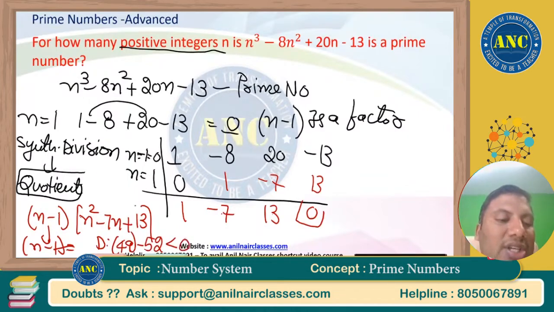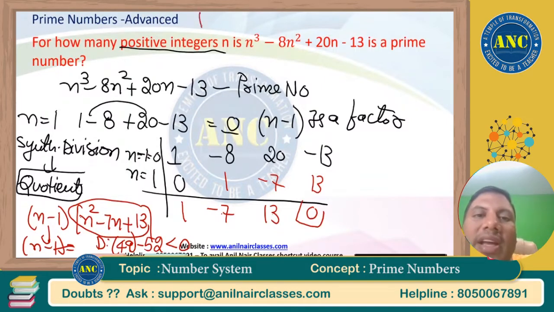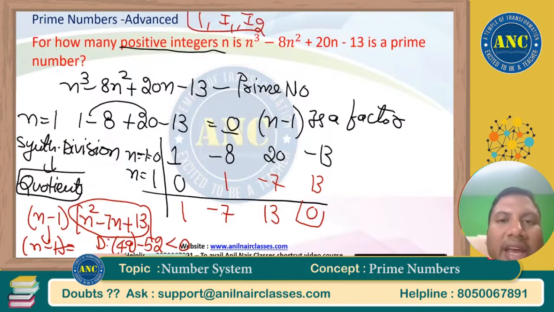It is less than 0. That means the roots are imaginary. So I am getting 1, i1, i2. I hope it is clear. 1, i1, i2, again I am repeating.